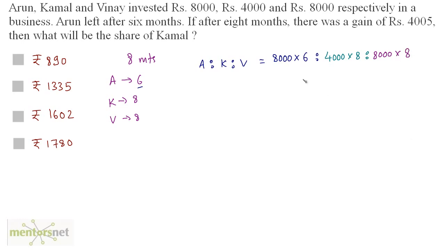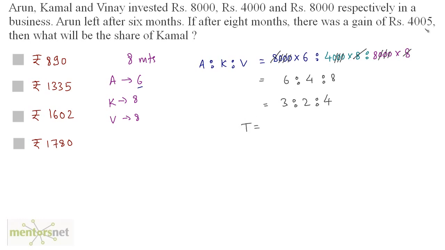Now we can directly cancel out the zeros here. These three zeros, these three zeros, and these three zeros get cancelled out, right? Now dividing the whole ratio by 8 doesn't change the ratio we have. So this 8 and this 8 get cancelled out. What remains is 6 is to 4 is to 8. Now again dividing throughout by 2, we get 3 is to 2 is to 4, right? So these are the ratios of their profits.